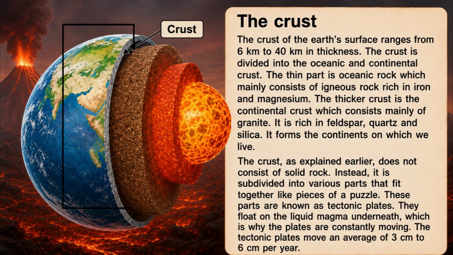The crust, as explained earlier, does not consist of solid rock. Instead, it is subdivided into various parts that fit together like pieces of a puzzle. These parts are known as tectonic plates. They float on the liquid magma underneath, which is why the plates are constantly moving. The tectonic plates move an average of 3 cm to 5 cm per year.